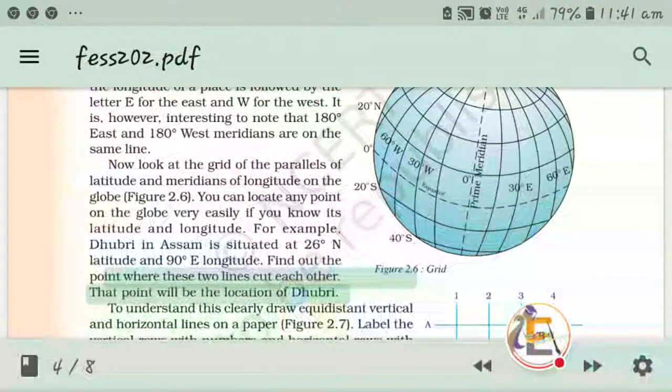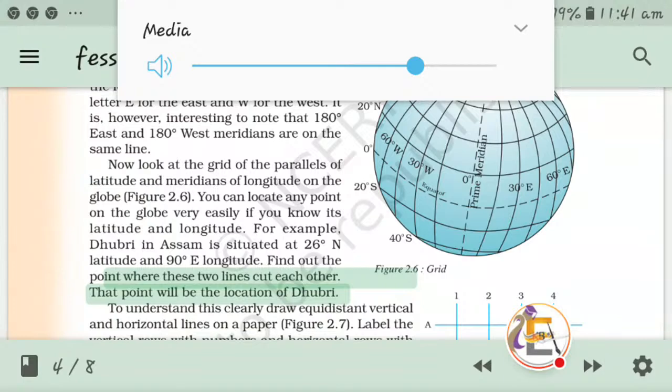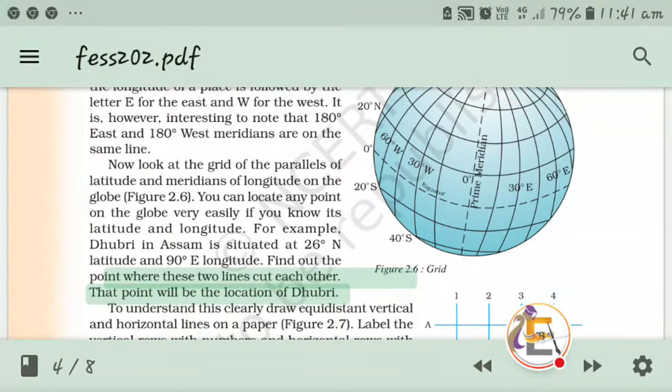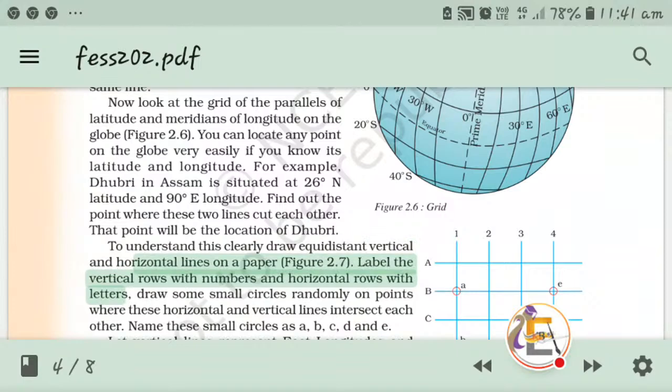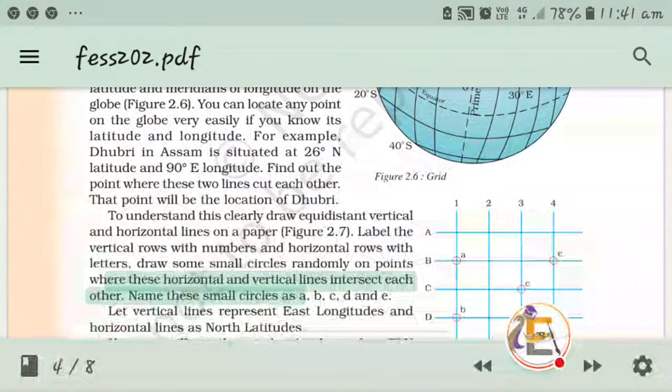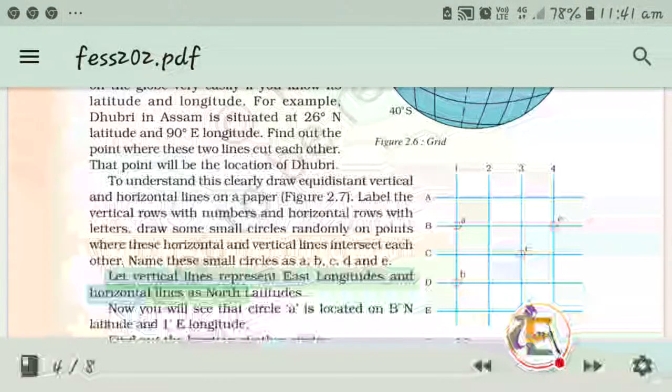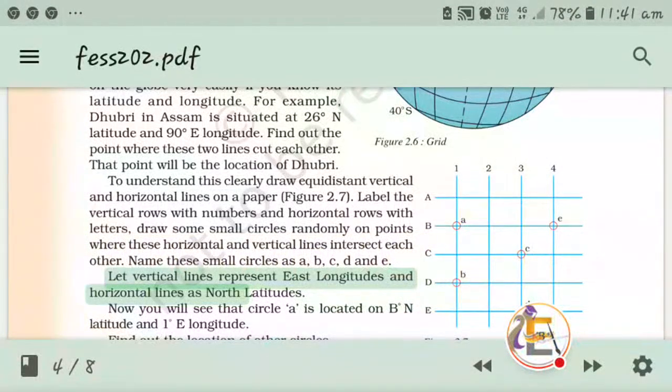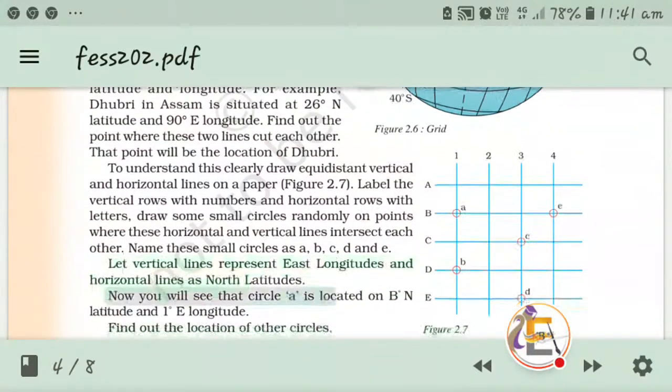To understand this clearly, draw equidistant vertical and horizontal lines on a paper, figure 2.7. Label the vertical rows with numbers and horizontal rows with letters. Points where these horizontal and vertical lines intersect each other, name these small circles as A, B, C, D and so on. Let vertical lines represent east longitudes and horizontal lines north latitudes. Now you will see that circle A is located on 8 degrees N latitude and 1 degree longitude. Find out the location of other circles.